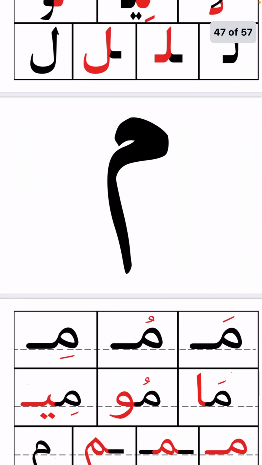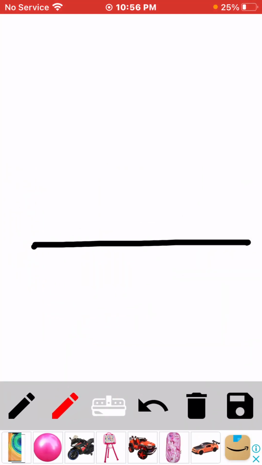Look at this letter, please. This is letter mim. Don't worry, I will teach you the shapes of the letter. I know you find several shapes when you look at Arabic writing, but I will teach you. This is letter mim. How do we write it? We can do it like this. We can also write it like this. Both shapes are right.